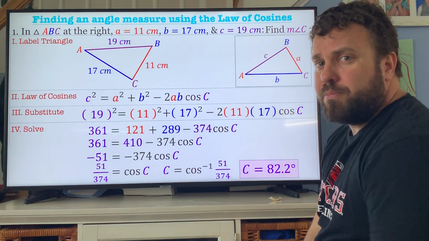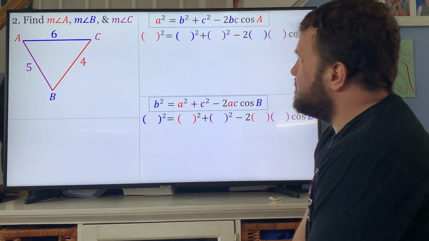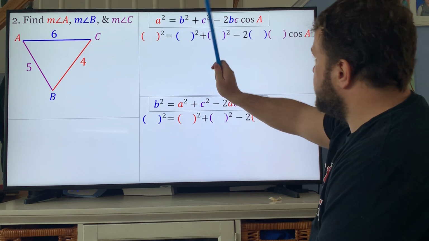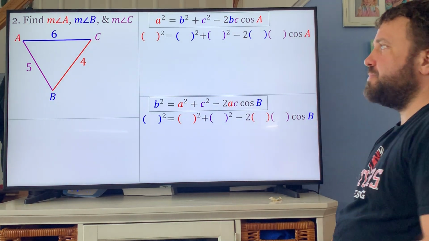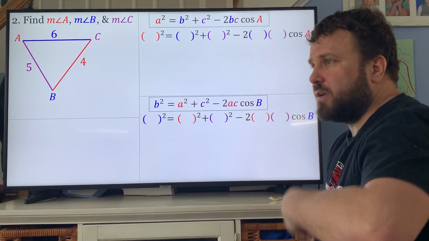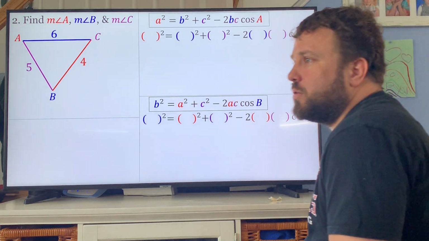Ready to try one on your own? Awesome. So problem 2, you're going to find all 3 angles based on those 3 sides. So, let's get to it. First, what I want you guys to do is use this equation. So, type this stuff in this equation and solve it on your own. All right? You can pause and unpause it as you see fit. I'm just going to go right through it.